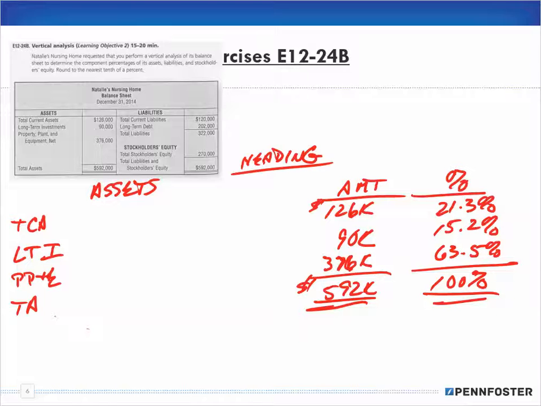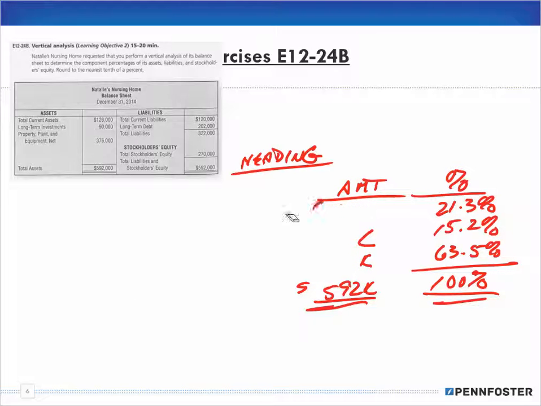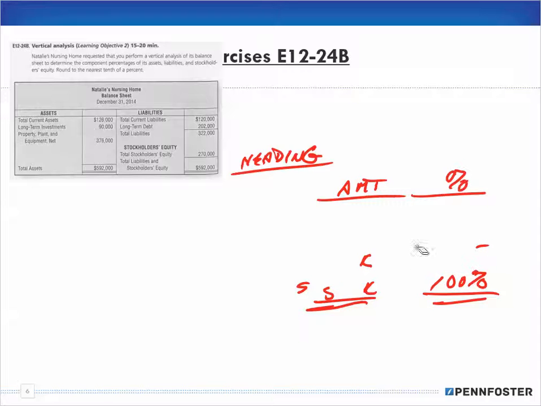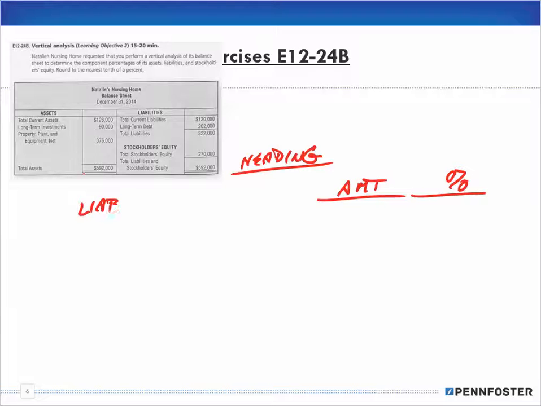Okay, now pause the video here because I'm going to erase the assets and then I'll work on the liabilities. Okay, so I'm going to erase the assets. And I'm going to work on the liabilities. So I would have had my assets here, and that would have been all of these line items, right? Which we just worked out, and now we're going to work on the liabilities, right?